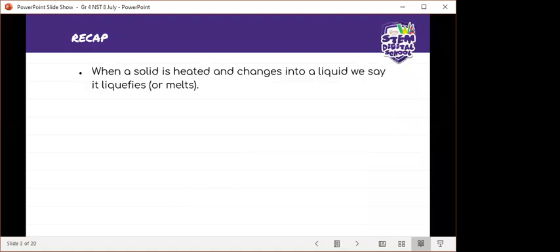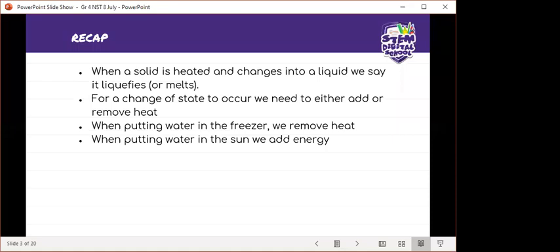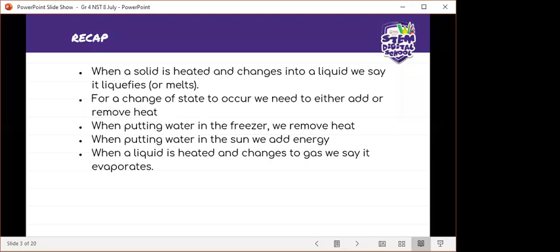Then we also said that when a solid is heated and changes into a liquid, we say that it liquefies or it melts. For a change of state to occur, we need to either add or remove heat. When putting water in the freezer, we remove heat, and when we put water in the sun, we add energy. You can remember the example we covered yesterday about the ice cubes. When a liquid is heated and changes to gas, we say that it evaporates.